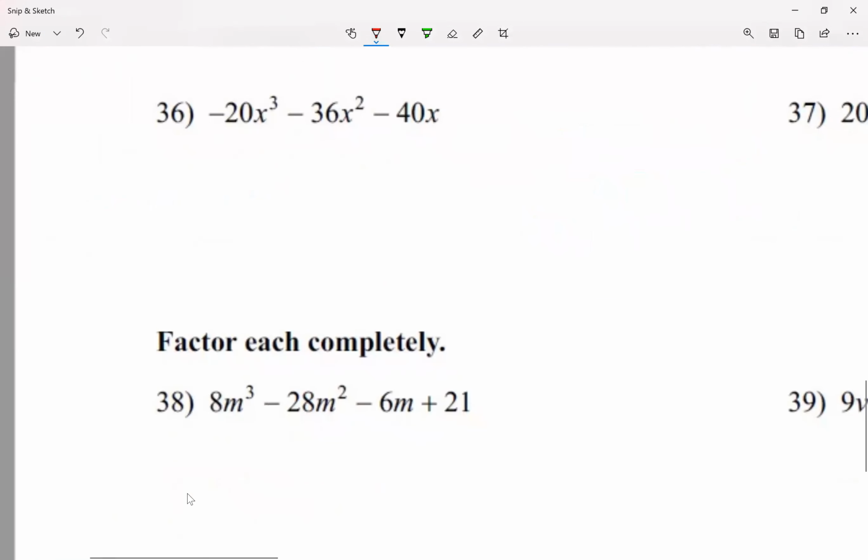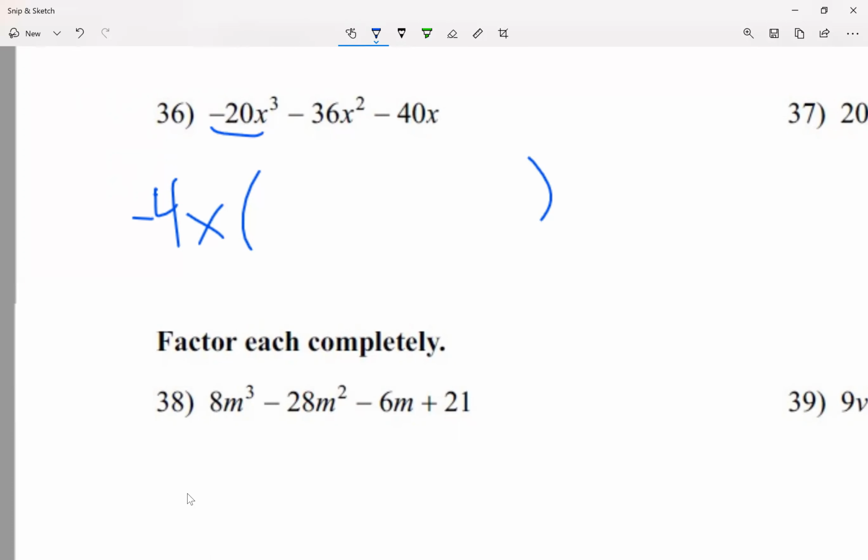All right, let's take a look at number 36. What's the biggest number? I'm looking at 20, 36, and 40. And I was like, I can divide them all by 4. Letter-wise, I use the smallest exponent. And then I'm going to open my parentheses. I want my first number inside of my parentheses to be positive. So let me factor a -4 instead.